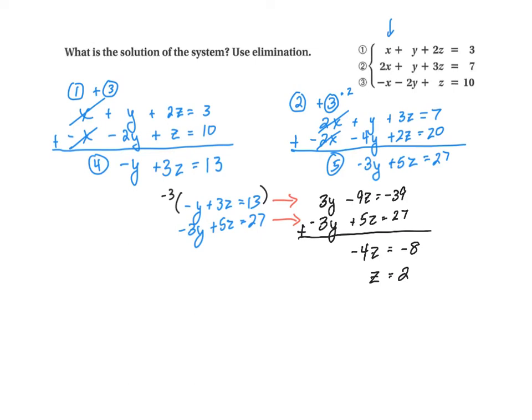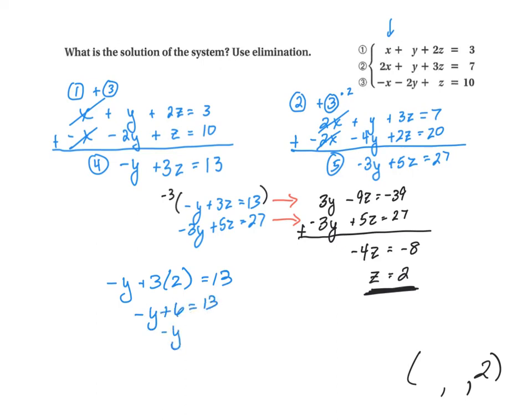All right, so here is one of my answers in my ordered triple. I could come down here where I'm going to put my answer, put x, y, z, and I can already put the 2 into the z spot. So now I have to go back up to either the fourth equation or the fifth equation, put a z in there. I'm going to go to the fourth equation. So I got negative y plus 3 times 2 equals 13. Negative y plus 6 equals 13. Negative y equals 7. Y equals negative 7.